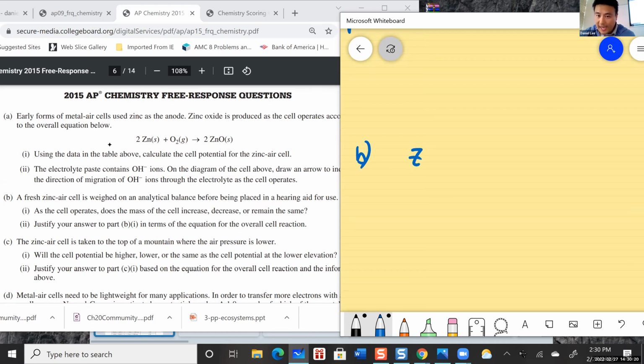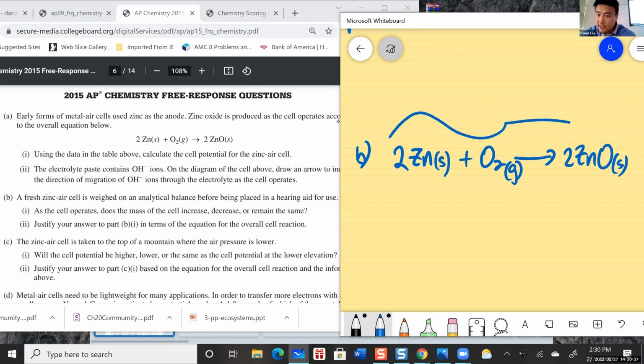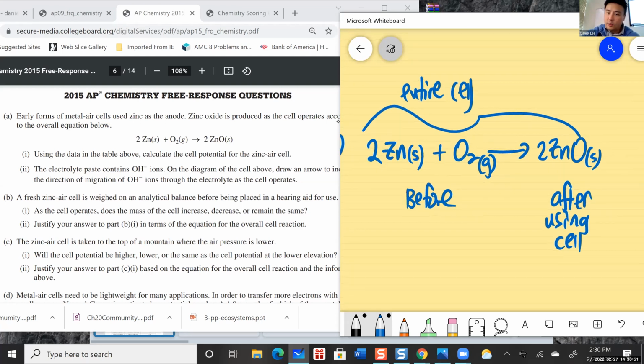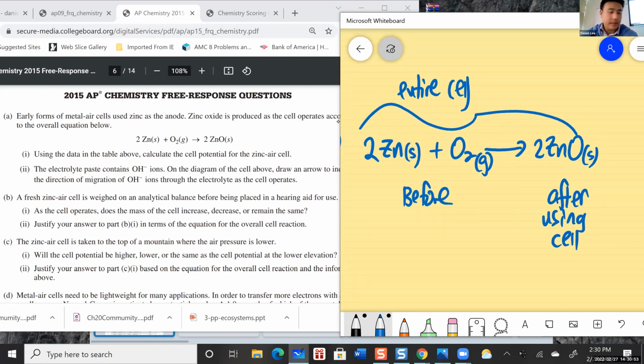So this is the overall reaction that we're given. Again, you don't need to write this down. You're given this. So if you look, this is the cell. Again, this is the overall reaction. Can you tell just by looking at the reactant and the products? This entire thing is the cell. This is before, and this is after using the cell as a hearing aid. Do I lose or gain mass? That's all they want, right?